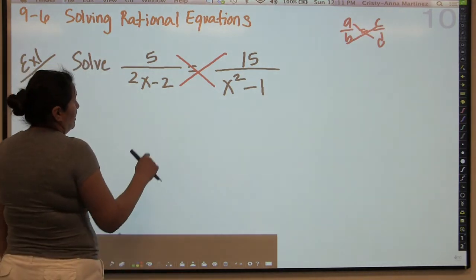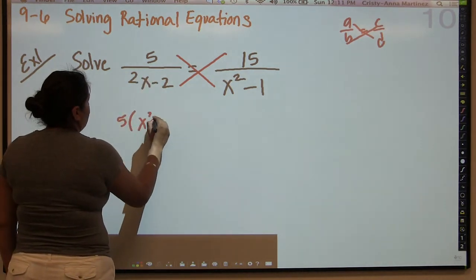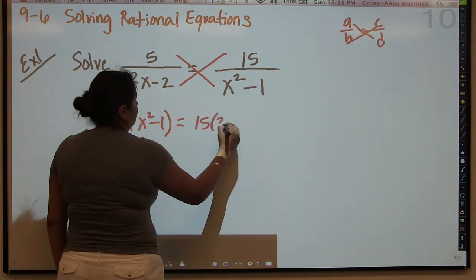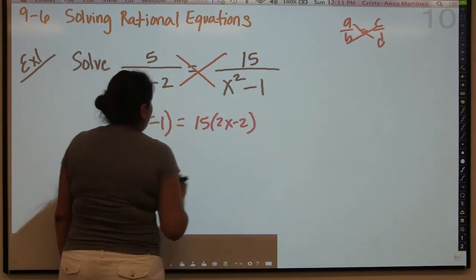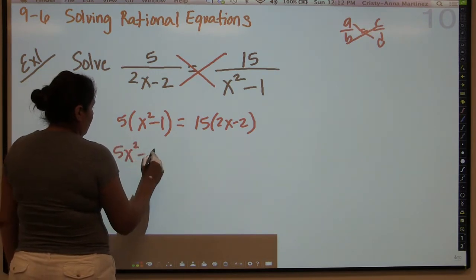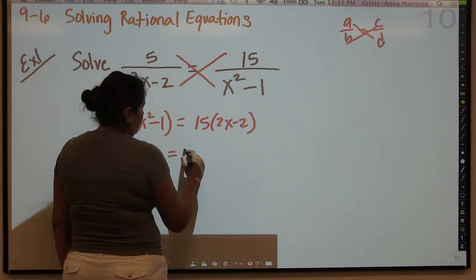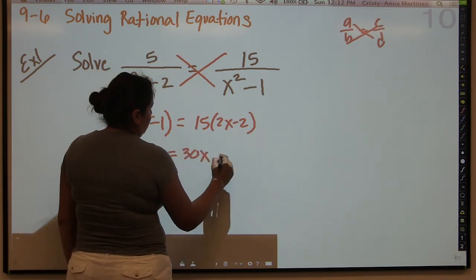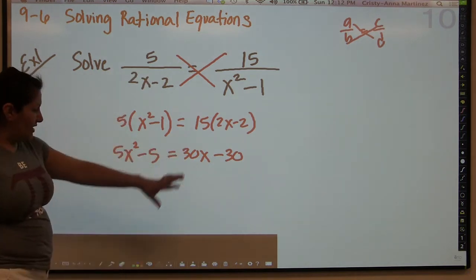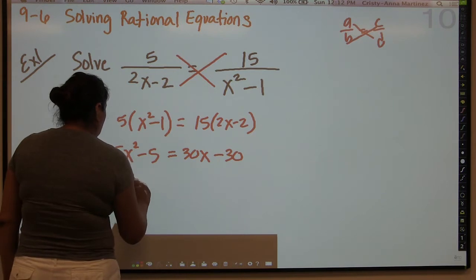So right now, for the cross product, you're going to get 5 times (x squared minus 1) equal to 15 times (2x minus 2). And then you can distribute here, you'll get 5x squared minus 5 equals 15 times 2, which is 30x, and then minus 30. And then you can try to move everything to the other side in the hopes that you might be able to have a factorable quadratic.